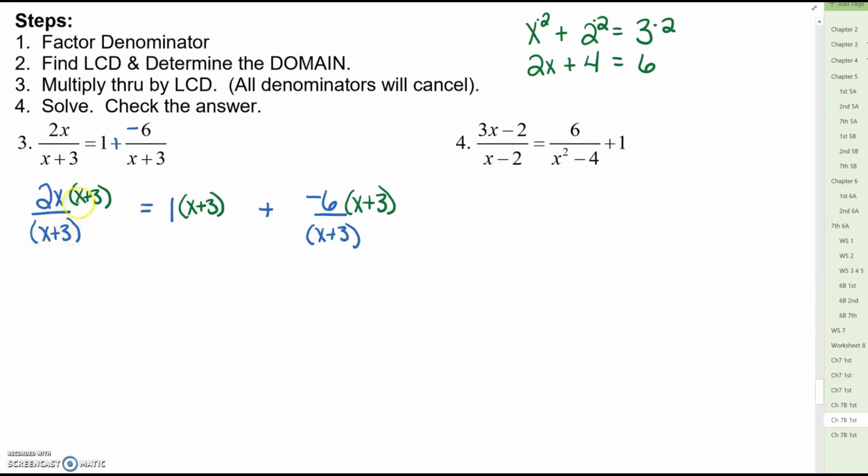In the first fraction, notice that the x plus 3 will cancel out the x plus 3, and we're left with 2x. Then we have an equal sign. This next term is not a fraction, so we have to distribute. 1 times x is x. 1 times 3 is 3. In the next term, the x plus 3's cancel, and we're left with plus a negative 6. Is this an equation that you feel like you can solve?